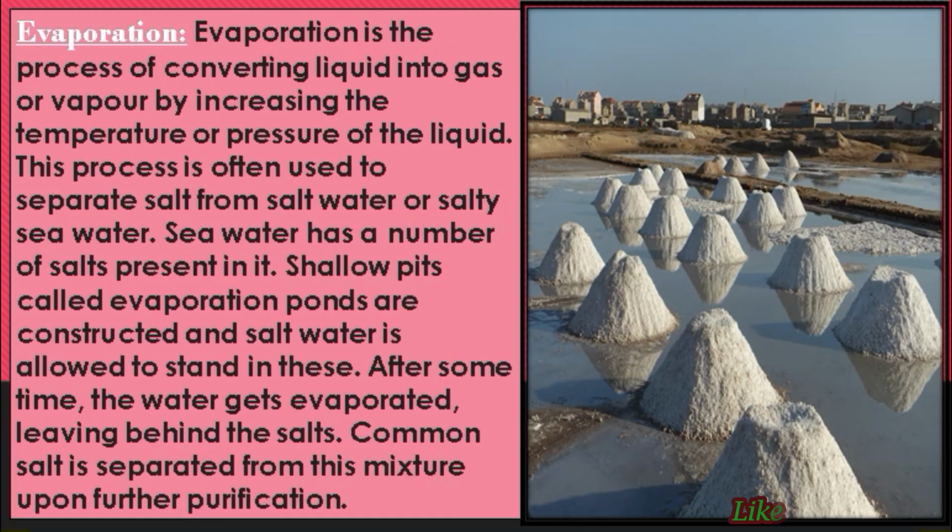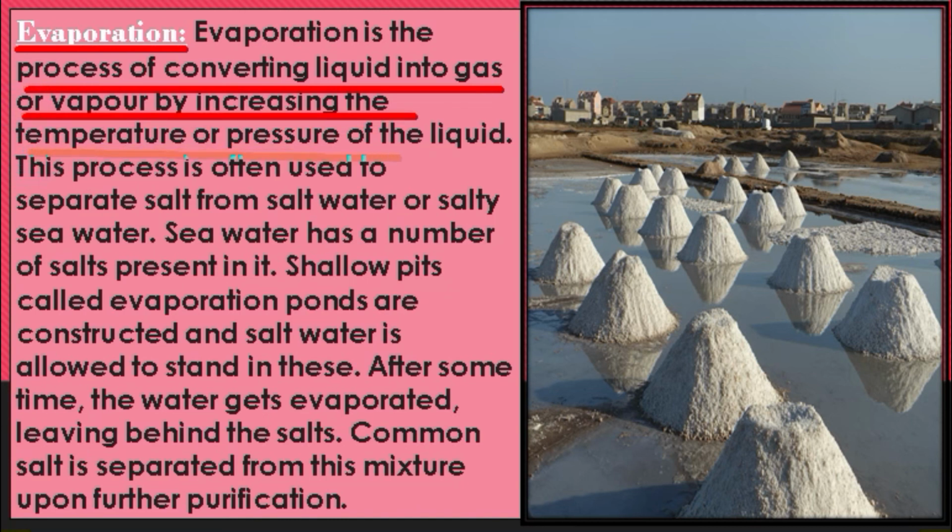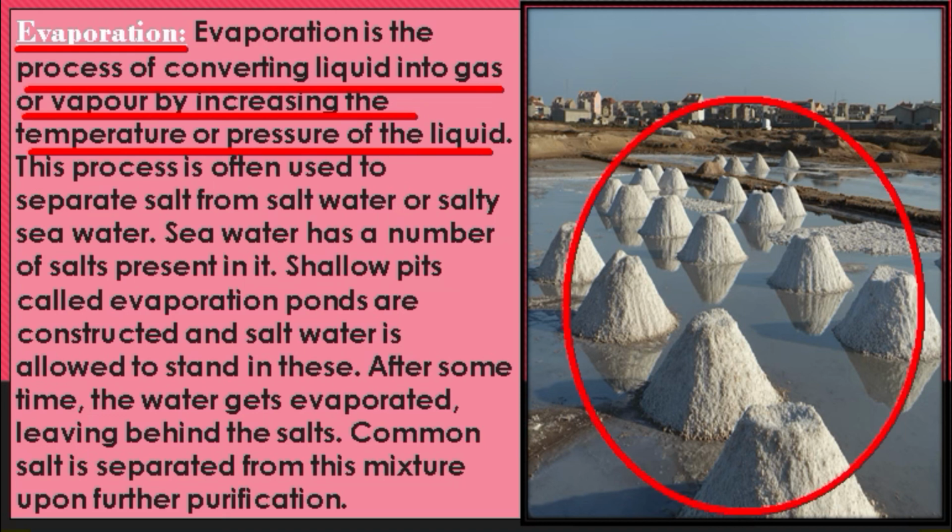Now students, the next and last method of separation of the first part of chapter number 5 is evaporation. Students, as you all know, evaporation is a process of converting liquid into gas or vapor by increasing the temperature or pressure of the liquid. And students, this process is often used to separate salt from seawater, as you can see here in this figure. As you all know, seawater has a number of salts present in it.